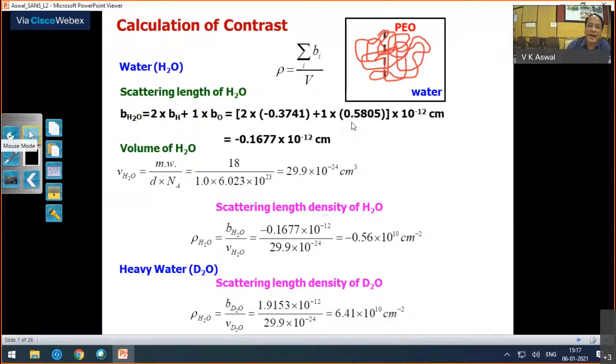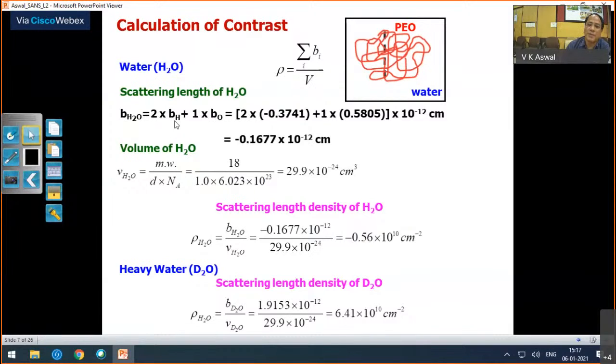So here I just show how the scattering length densities are calculated. And as I said, at the length scale of interest in small angle neutron scattering, you don't see the individual atoms and molecules. So in a molecule, you average this over all the atoms present in the molecule. For example, if you want to calculate the scattering length density of water, you have 2 hydrogen and 1 oxygen. So you sum the scattering lengths over these atoms and divide by the volume of the H2O molecule.